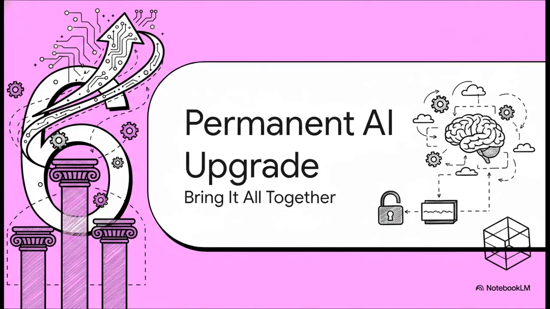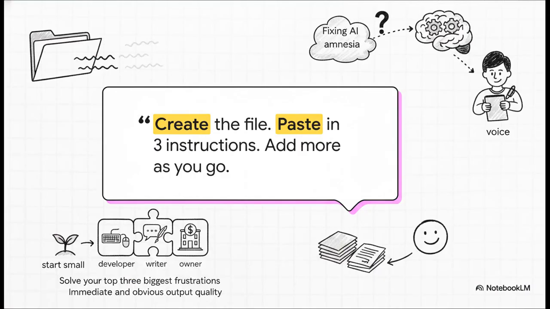Which leads us to our final stop today, Section 6, a permanent AI upgrade. So, bringing all these pillars together, what's your bottom line action plan? It's literally this simple. Create the file, paste in 3 instructions, add more as you go. And remember, actually, scratch that. I really want to emphasize this. This is not just a developer tool. It's for writers locking in their voice, marketers defining their audience, business owners giving company context, the whole works. Start small today. Just put the file in your folder, solve your top 3 biggest frustrations first, and I guarantee the difference in output quality will be immediate and completely obvious from your very first session.